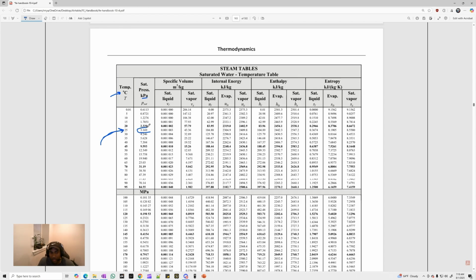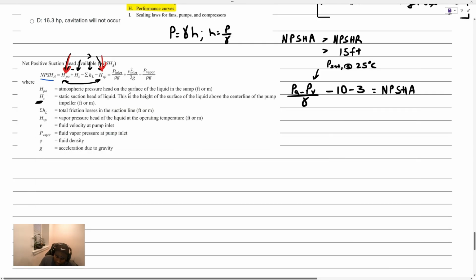You can see I have it circled here. It's 3.169 kilopascals. So that is the associated saturation or vapor pressure at 25 degrees Celsius. And we know what the atmospheric pressure is in the metric system. It's 101.3 kilopascals minus 3.169 kilopascals divided by the specific weight of water in the metric system, which is 9810.